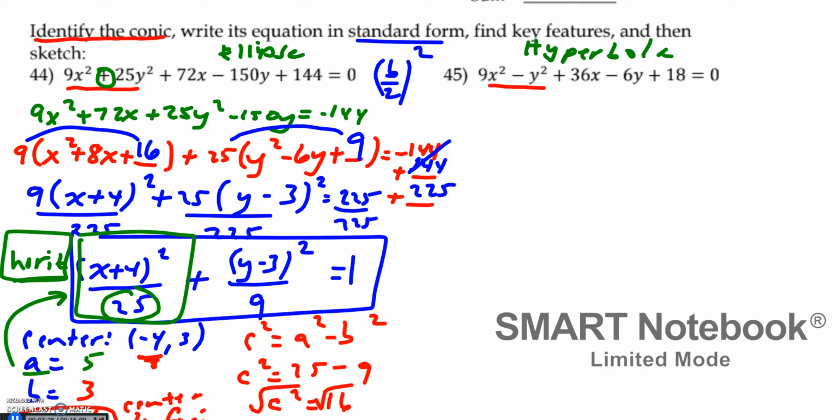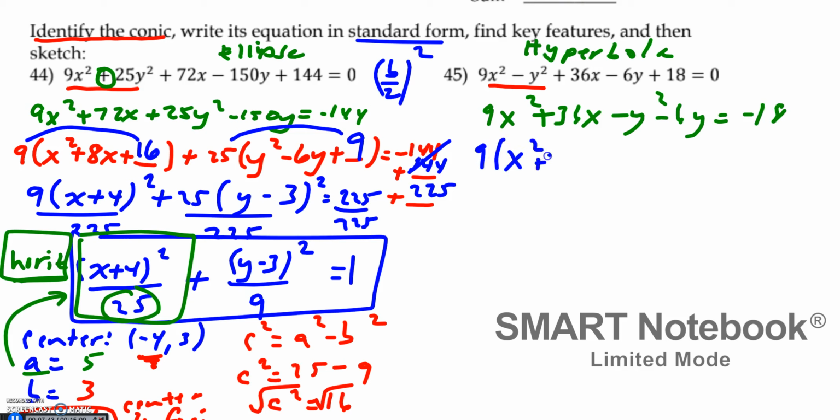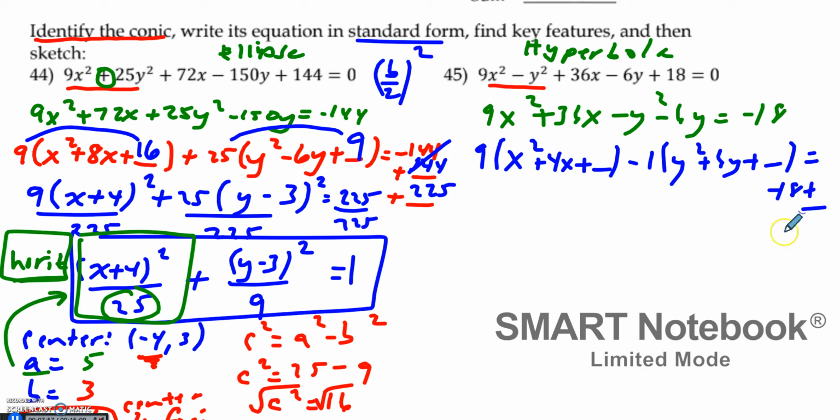Number 45, we said this was a hyperbola, and the process is the same. To complete the square, we would rearrange everything. 9x squared plus 36x minus y squared minus 6y equals negative 18. And then we take out greatest common factors. We have 9 times x squared plus 4x plus blank. Take out a GCF of negative 1. y squared plus 6y, plus blank equals negative 18 plus blank plus blank.